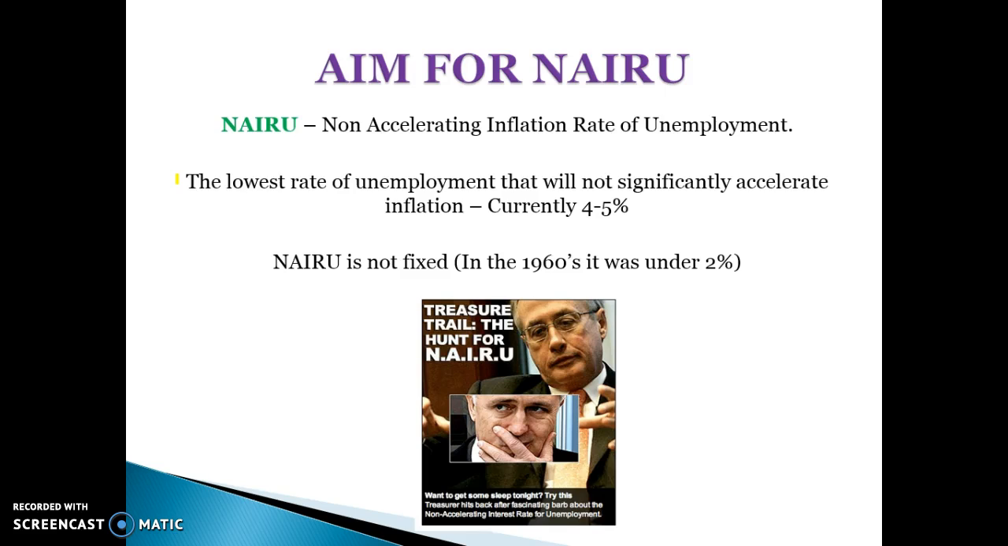The NAIRU, you'll hear this term, stands for the non-accelerating inflation rate of unemployment. So basically it's the lowest unemployment that we can tolerate that's not going to cause excessive inflation. And it's currently when we have unemployment of around 4 to 5%. Although that NAIRU changes, partly based on how quickly we can increase our productive capacity, or whether we're able to sustain really low unemployment without having excessive inflationary pressures.